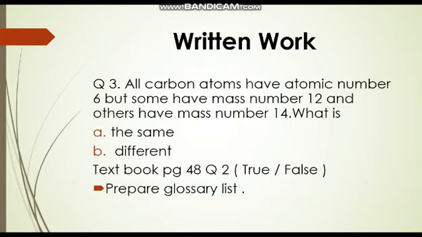Question number 3 is, all carbon atoms have atomic number 6, but some have mass number 12 and others have mass number 14. Now what is the same? The same is the number of protons or the number of electrons, because the atomic number is 6. What is different? As you can see in the question, mass number is 12 and mass number is 14, but atomic number remains the same. This means that the mass number shows the number of protons and neutrons. This means if the number of protons is the same, the number of neutrons will be different.